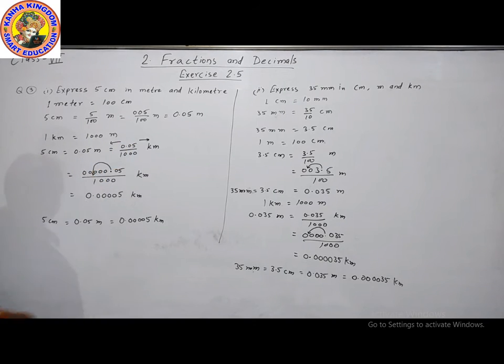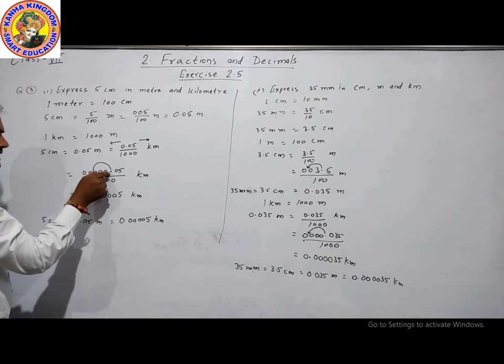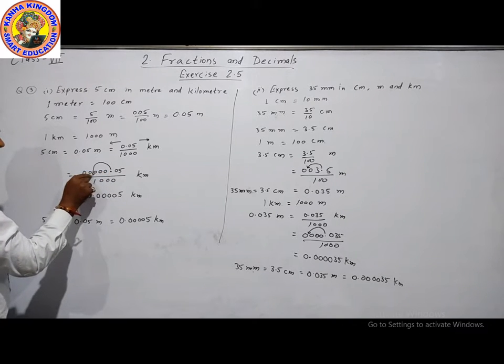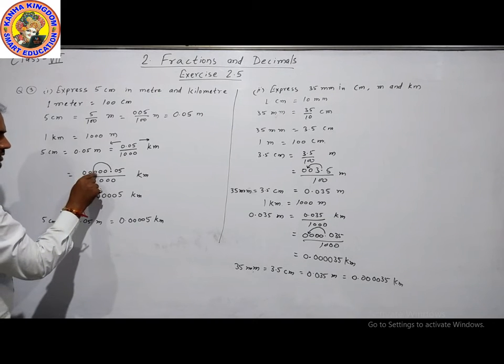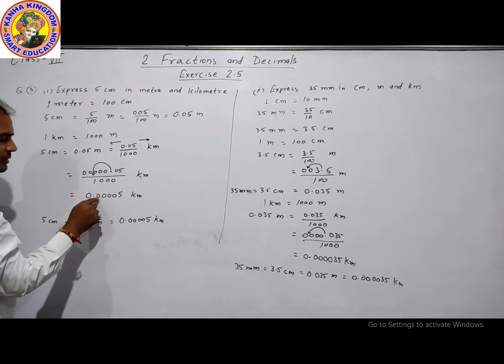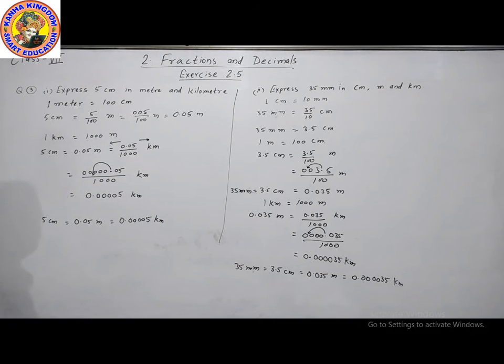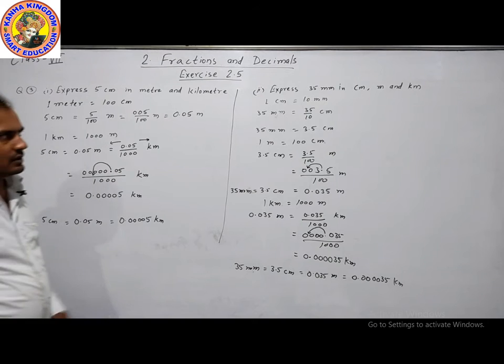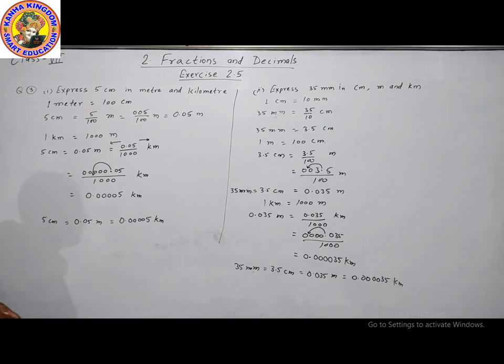Decimal part is 0.05 upon 1000. 1000 means 3 zeros, so the decimal point will shift by 3 digits, 1 2 3. Here came the decimal point, then 0.0000, 4 times 0, 1 2 3 4, then 5 kilometer. This is our answer. Next is express 35 mm into centimeter, meter and kilometer.